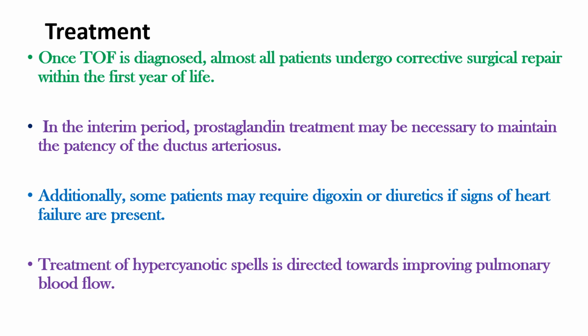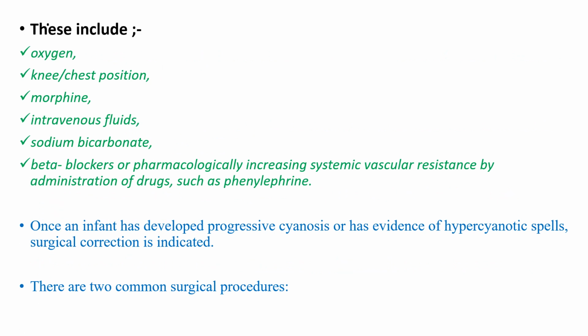Treatment of hypercyanotic or Tet spells is directed towards improving pulmonary blood flow. The treatment of Tet spells or hypercyanotic spells includes administration of oxygen, knee-chest position, morphine, intravenous fluids in small amounts, sodium bicarbonate, and beta blockers, or pharmacologically increasing systemic vascular resistance by administration of drugs such as phenylephrine.